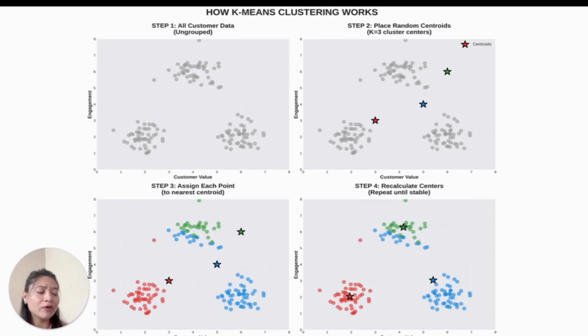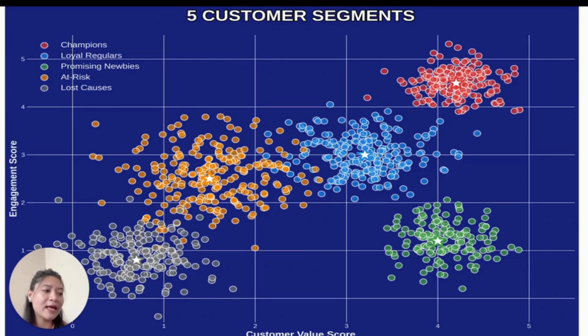Why K-means for marketing? Why use K-means instead of just RFM scores? Because K-means can find subtle patterns you would miss manually. For example, you might discover a segment of hibernating high-dollar customers who spent a lot in the past but haven't purchased recently. That's a gold mine for re-engagement campaigns. Or promising newbies, recent first-time buyers with high order values who could become champions with the right nurturing. The algorithm finds these patterns automatically.